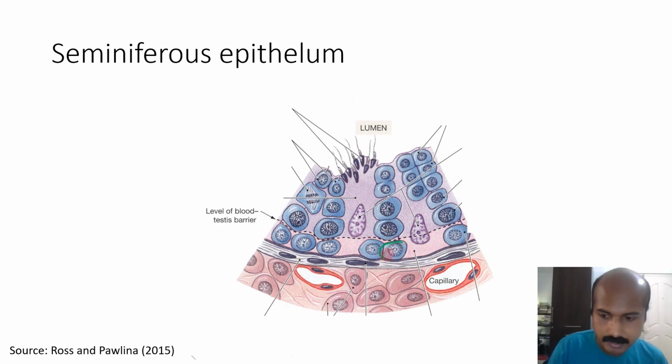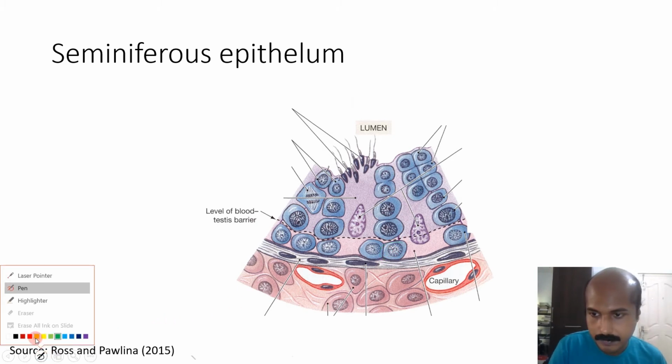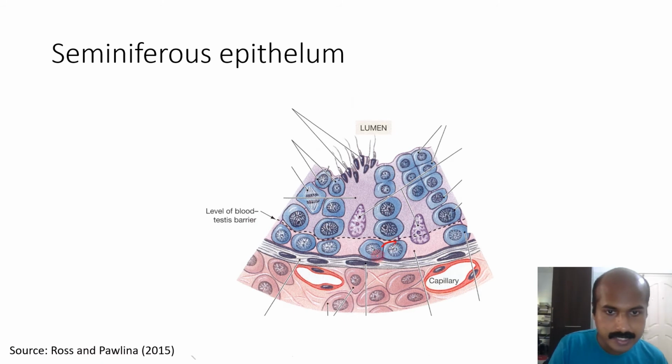These cells that you find are the spermatogonia. This is the nucleus and this is a cell. That is the spermatogonial cell. This is the primary spermatocyte. These are the primary spermatocytes. You may get a secondary spermatocyte. And then you have the spermatids.